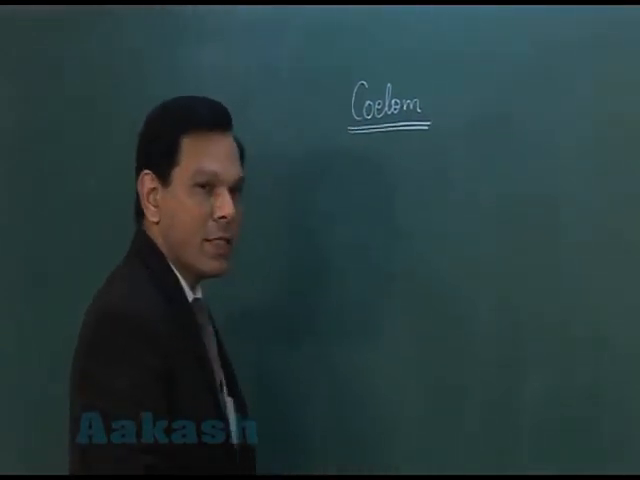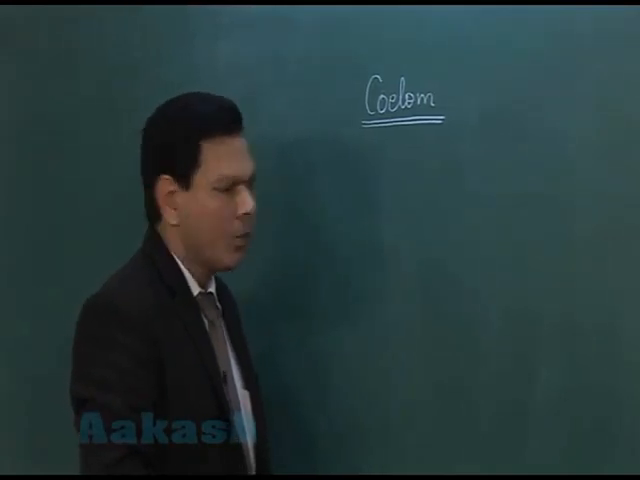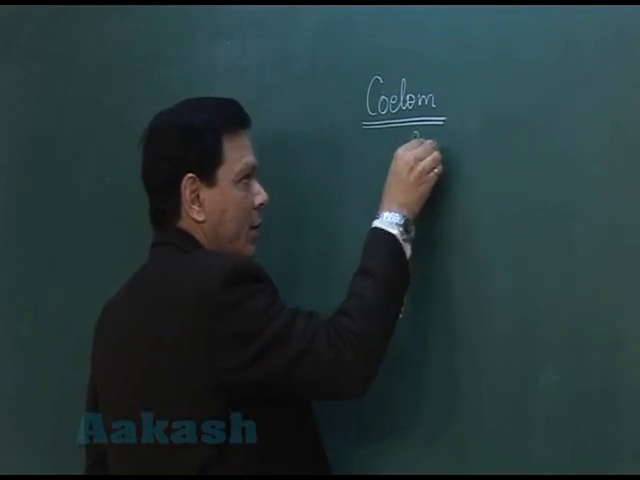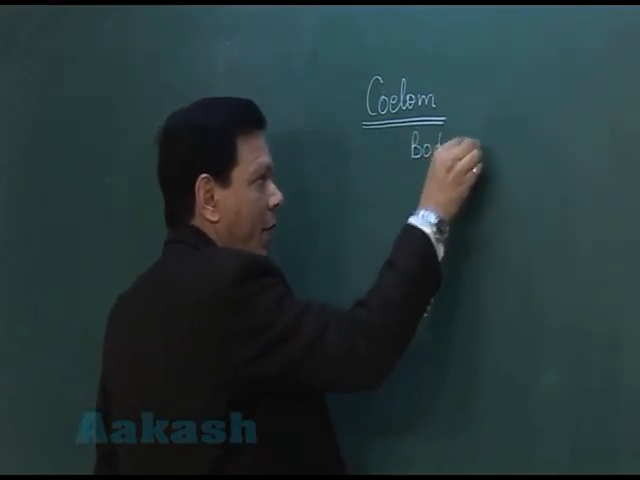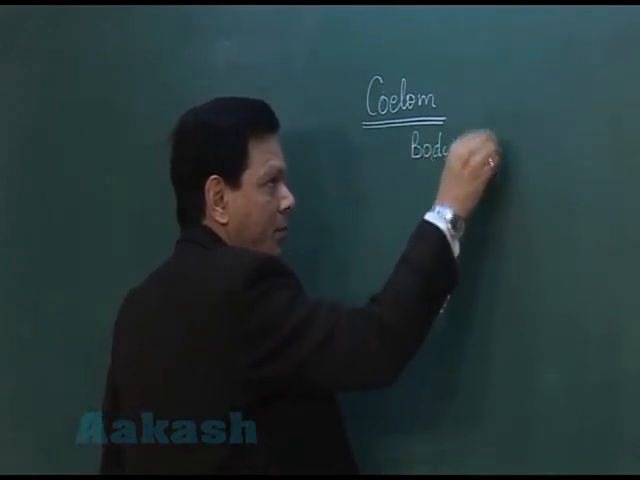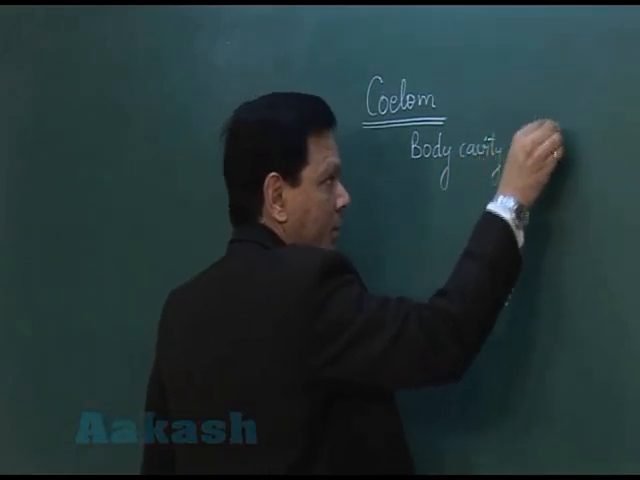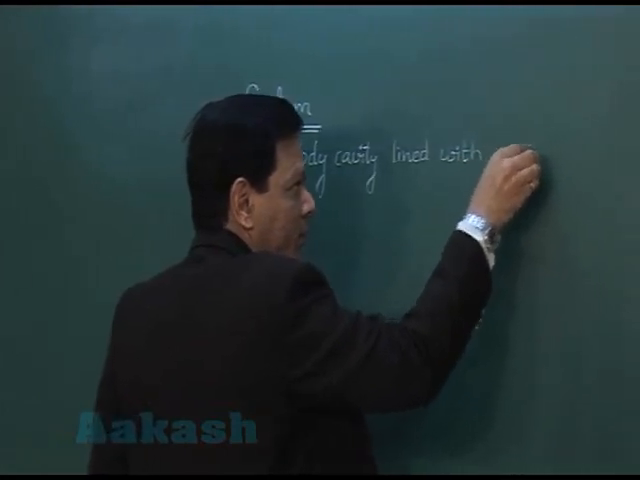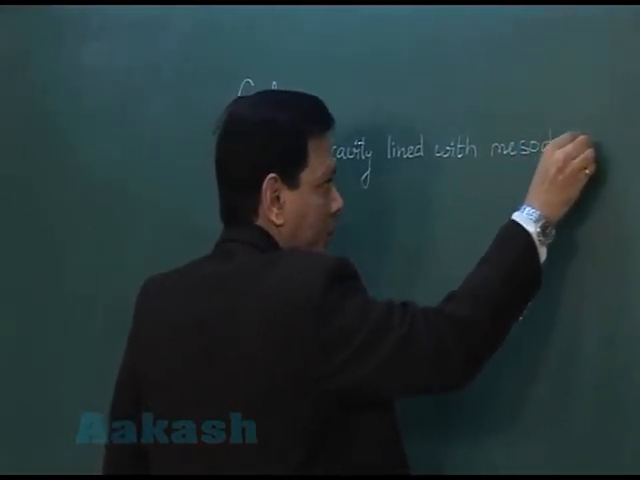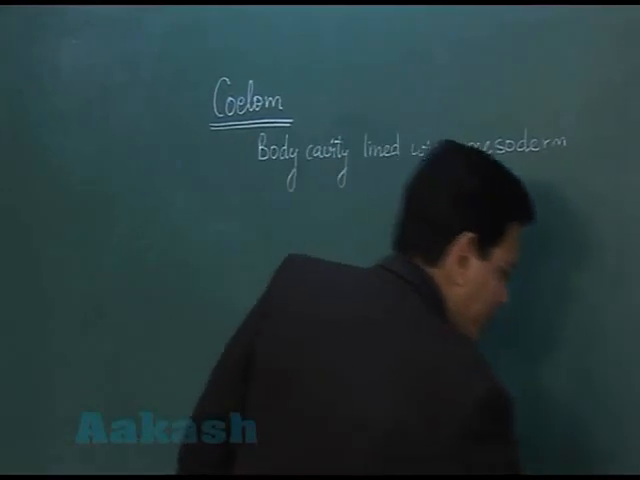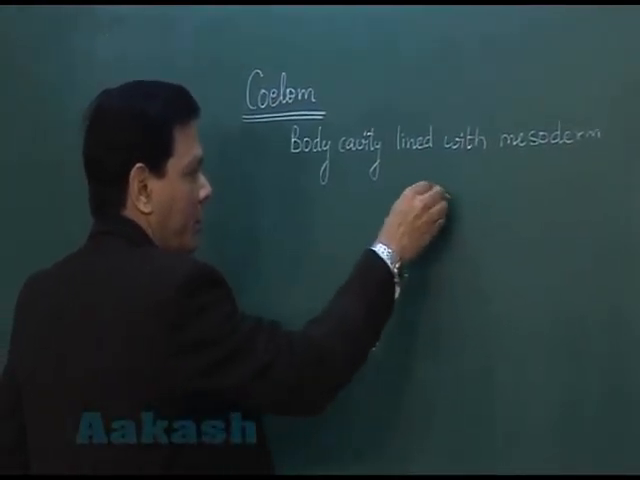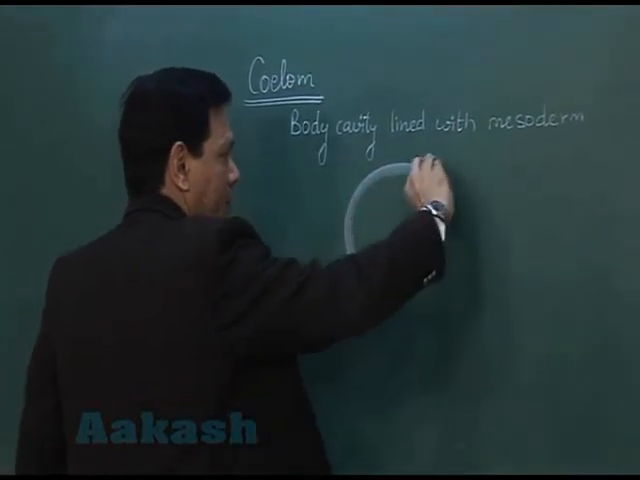Now the next character is the coelom. Coelom, actually, is a body cavity lined with mesoderm. It means I can show it like this.